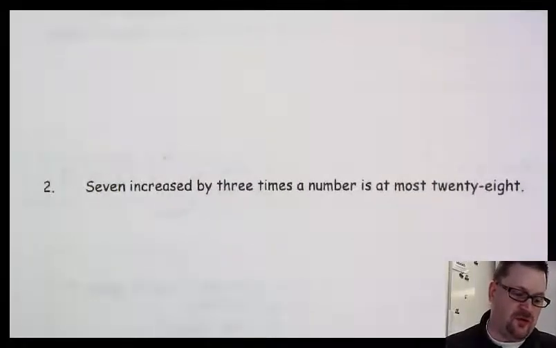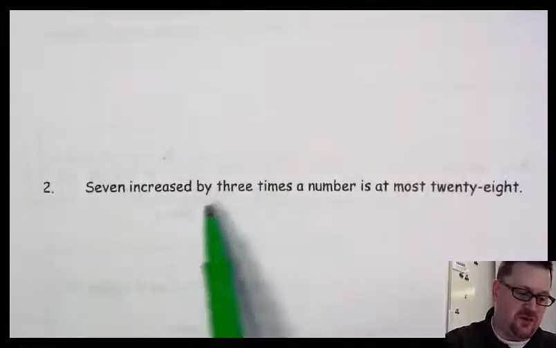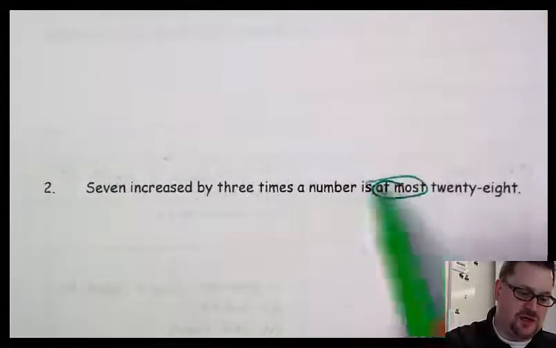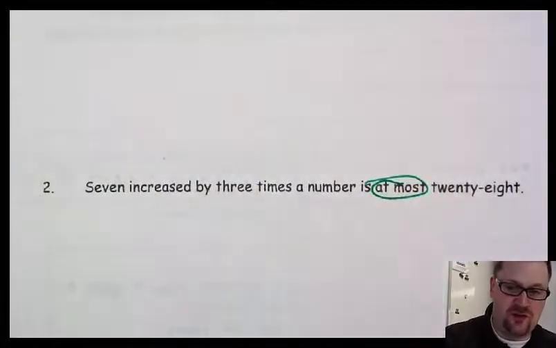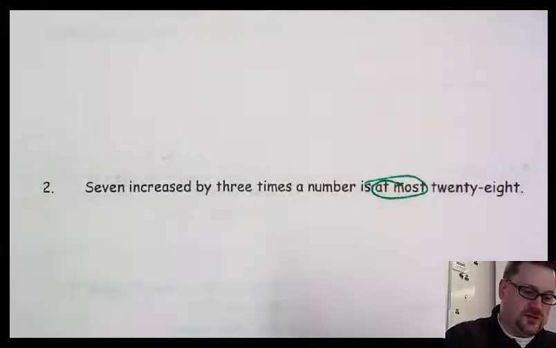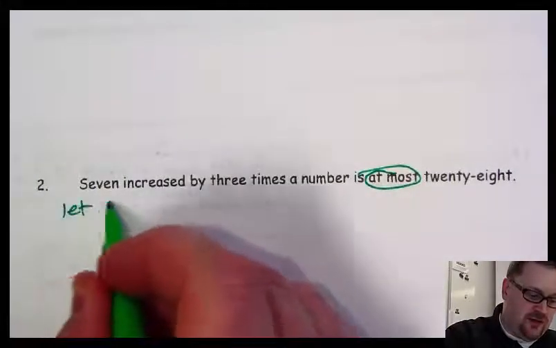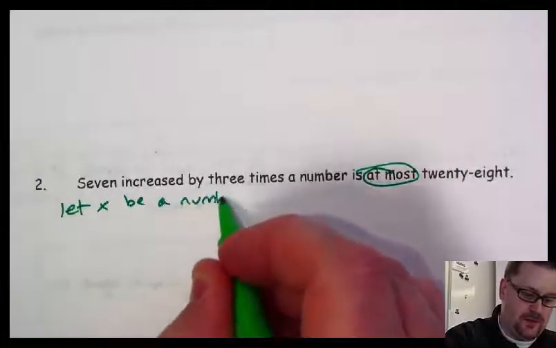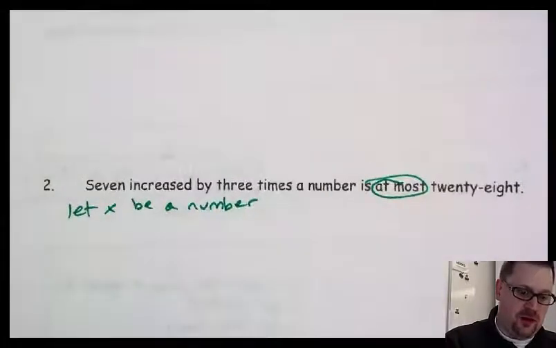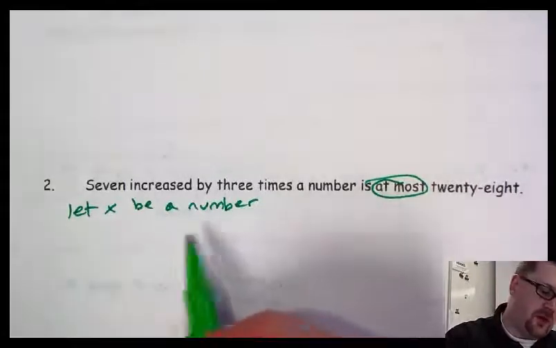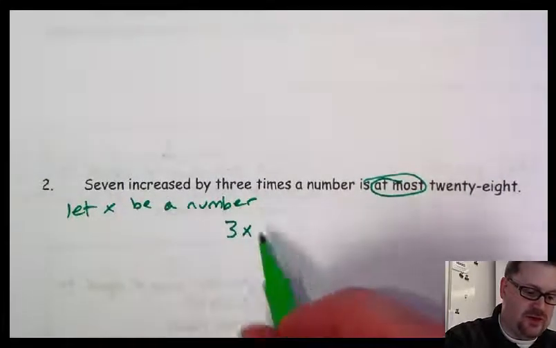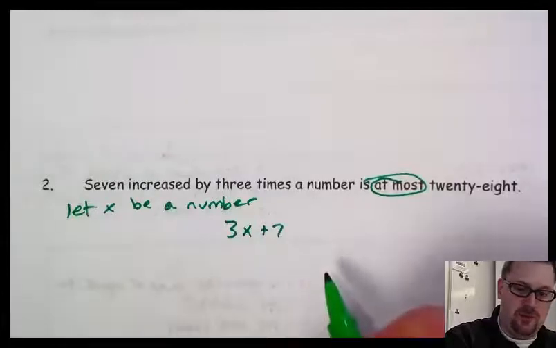I'll look at number 2 really quick. 7 increased by 3 times a number is at most 28. The reason I wanted to look at this one was because of those words right there. So I'm going to let x be a number. Okay, and now I'm going to write an inequality. I have 3 times a number increased by 7 is at most.